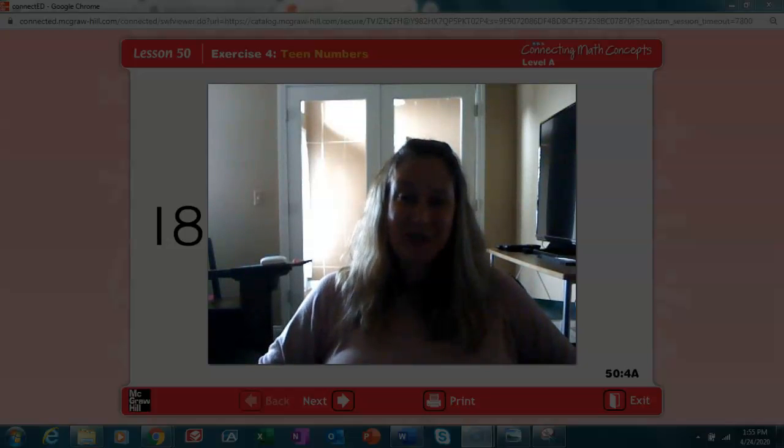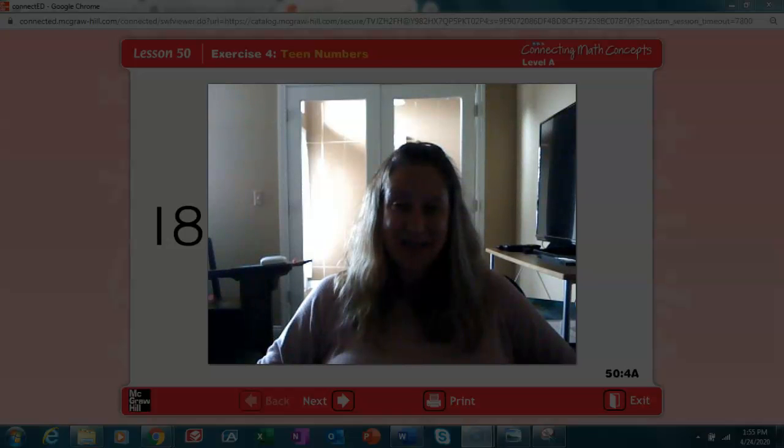What symbol would you write first? 11. The classroom also had 12 girls in it. What symbols would you write next? Plus 12, and then the symbol equals, and your whole problem would be 11 plus 12 equals. Good work.